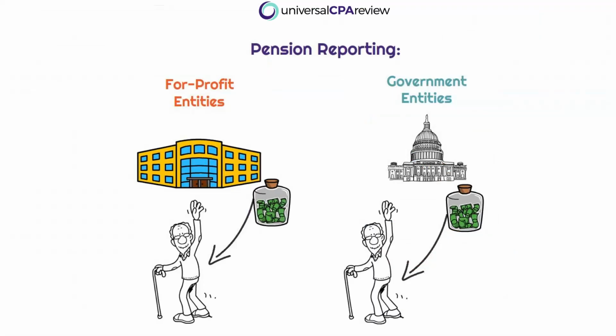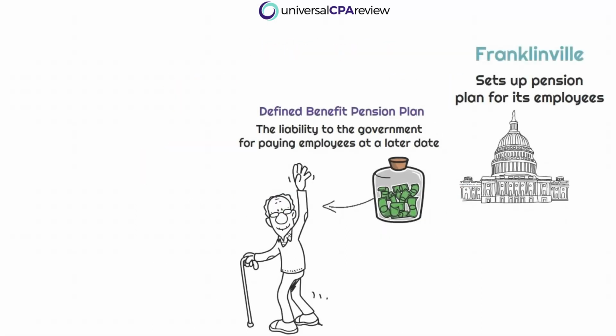All right, so now we're zeroing our focus in on net pension liabilities for a defined benefit pension plan. At this point, we are familiar with financial reporting for pension plans as they pertain to for-profit companies. But now we're talking about the financial reporting associated with pension plans from government employers. In this case, Franklinville is the government employer who is setting up a pension plan for its employees.